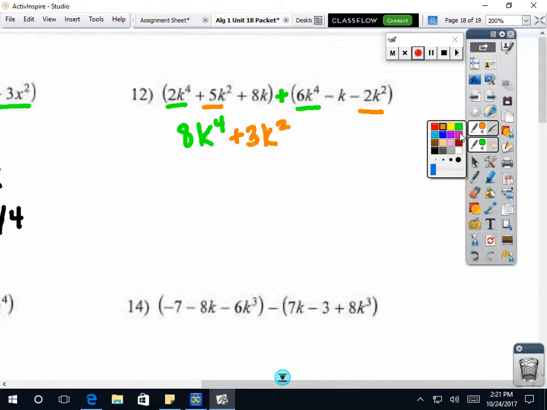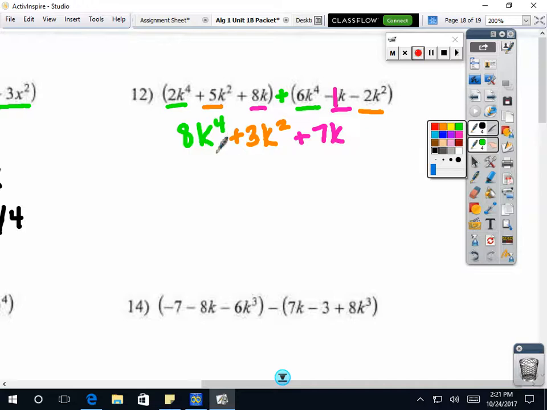Okay, and then we have 8k, and can it be combined with anything? And that's a negative 1, so 8 plus negative 1 is 7k. Is this in standard form? Yes, they're already in order from greatest to least, 4 to 1. It doesn't matter if one skipped as long as you've got them greatest to smallest.